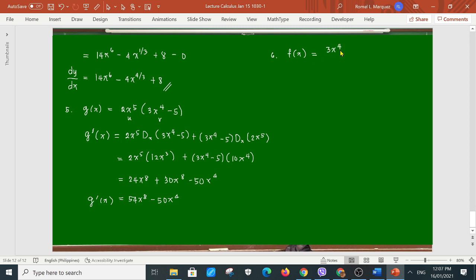3x to the fourth minus 5 all over 2x to the fourth plus 3. So we can take this as our u, and we can take this as our v. So you have u over v, quotient. Right, guys? Okay, quotient. But I think it will not fit here. Let's transfer this to the next slide.